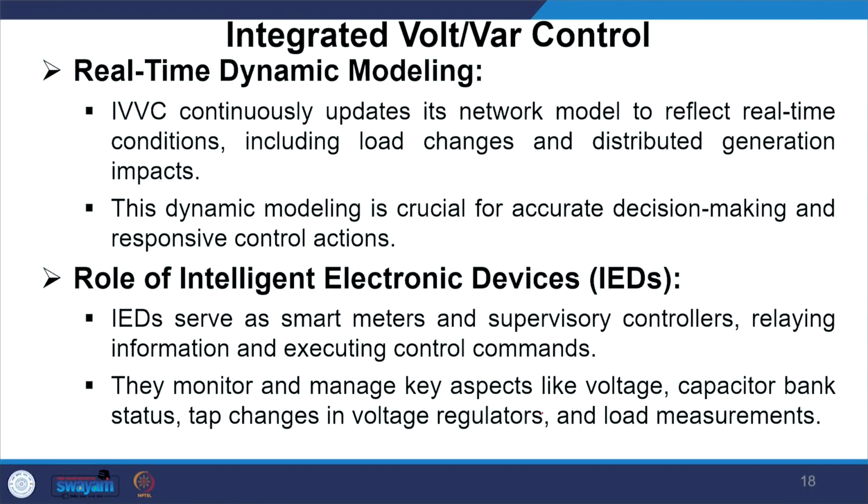Now, IVVC continuously updates its network model to reflect real-time conditions, including load changes and distributed generation impacts. The dynamic modeling is crucial for accurate decision making and responsive control actions. Intelligent electronic devices serve as smart meters and supervisory controllers, relaying information and executing control commands. They monitor and manage key aspects like voltage, capacitor banks, tap changes in voltage regulators, and load measurements.